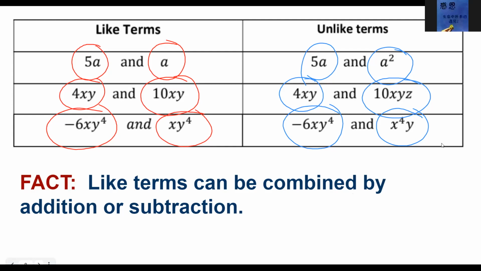Tell me in words, for two terms to be like terms, what must be true? What are the characteristics? There are two terms that can be combined together to become one term. You're right. They can be combined with addition and subtraction. That's true. But what is it that makes 5a and a like terms, but these ones are not?